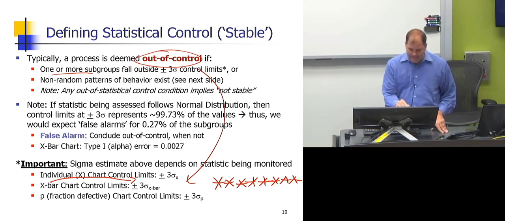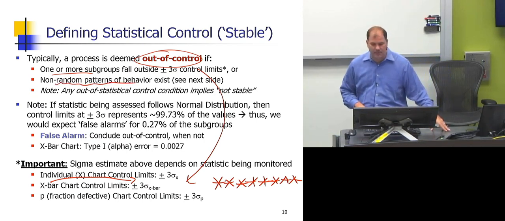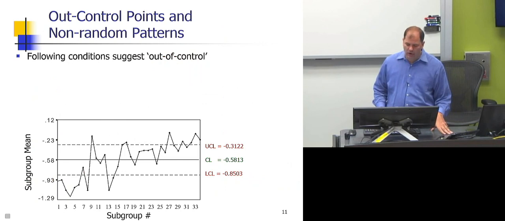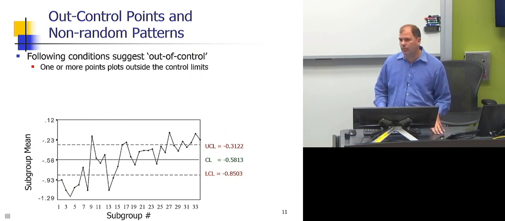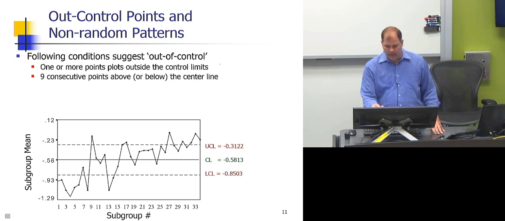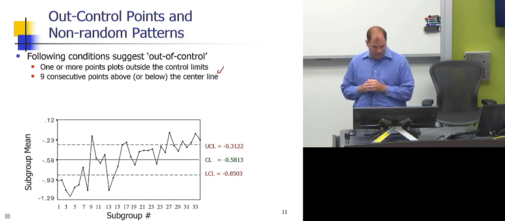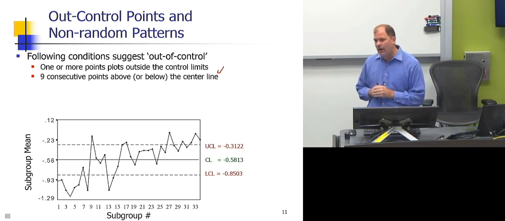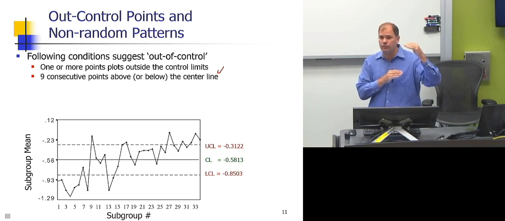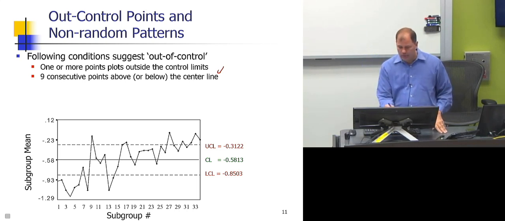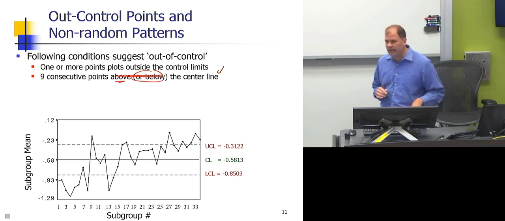So think about the subscript matching the statistic on the y-axis. We are also going to look at non-random patterns of behavior. What are examples of that? The following are all out of control conditions. 1 or more points outside the limit. If you get 9 consecutive points above or below the center line, we're going to call that out of control, even if all 9 of those points are inside the upper control limit or lower control limit. You with me on that? Even if they're inside the control limits, if you get 9 in a row above or below the center line.